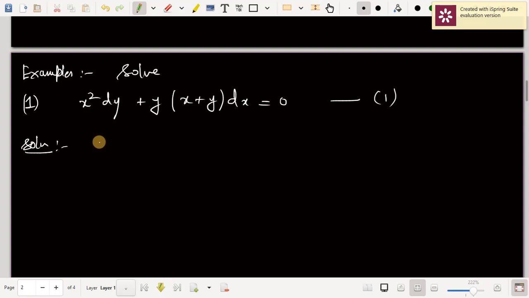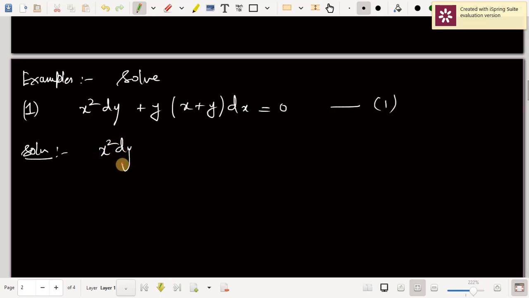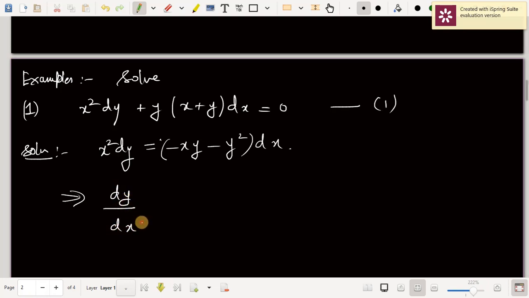So this is same as writing x square dy equal to minus xy plus minus y square into dx, and so you have dy by dx is equal to minus xy minus y square upon x square.